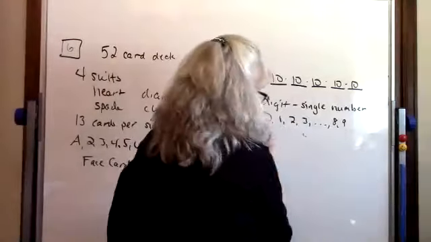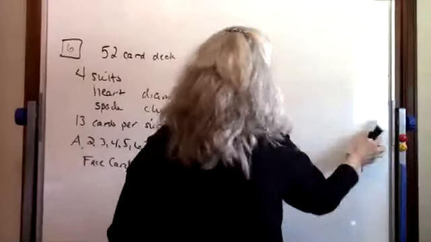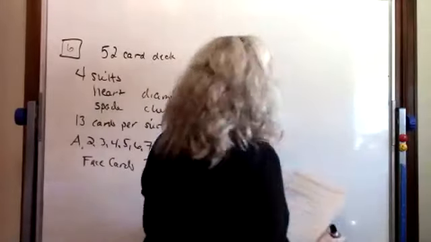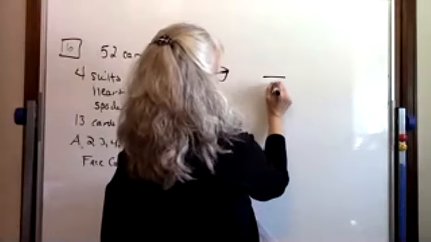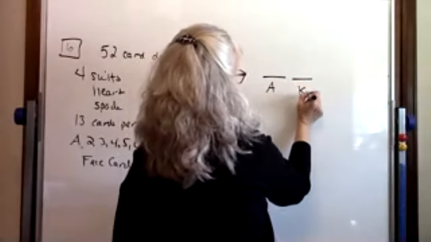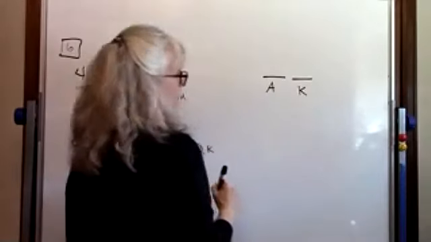This particular problem is asking us, if we draw 2 cards, find the number of ways in which we can obtain an ace and a king. So the first card has to be an ace. The second card has to be a king, in that order.